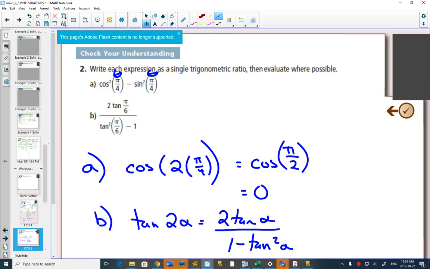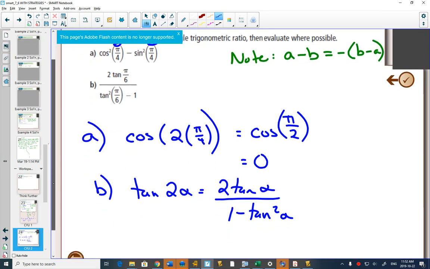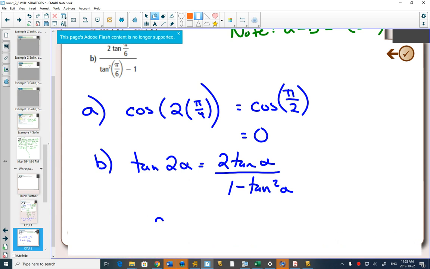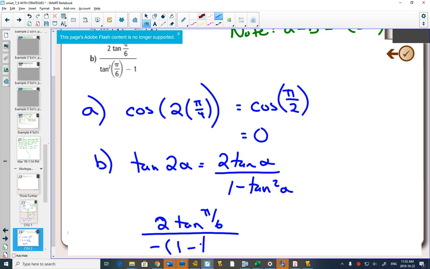Okay? Maybe you want to add a little reminder to yourself that if you have A minus B and you factor out a negative, it's the same as B minus A. So I can rewrite the question that we have, here we go, as 2 tan of pi over 6, factor out a negative out of the bottom, and then I would get 1 minus tan squared of pi over 6.